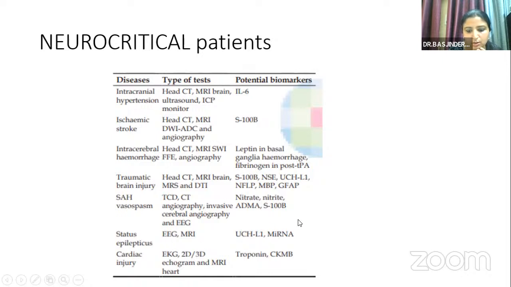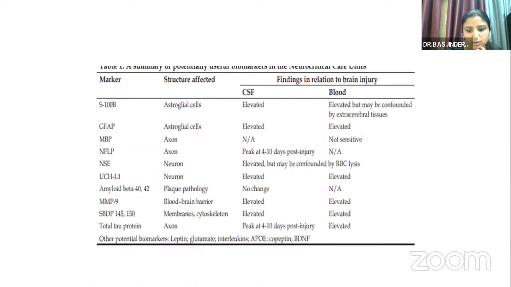We'll see a slide about all these biomarkers. So what are the structures affected corresponding to these biomarkers when they're released, and where can we see them? We can see them in CSF and blood. So S100B, which we'll be discussing, is released by the astroglial cells and it is elevated both in CSF and blood. We'll be discussing neuron-specific enolase.